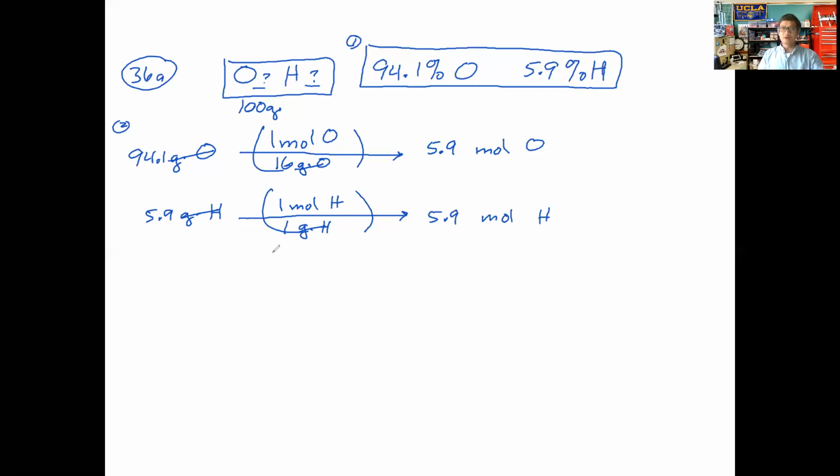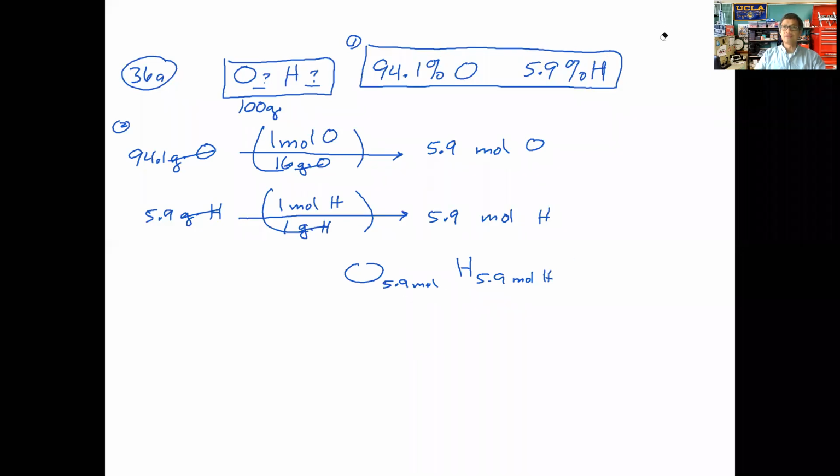All right, so we're almost there, folks. So what do these numbers tell us? It tells us this, that for every 5.9 moles of oxygen, we have an equivalent of 5.9 moles of hydrogen. So let me go ahead and erase that. Okay, so now we have the ratio of oxygen to hydrogen.